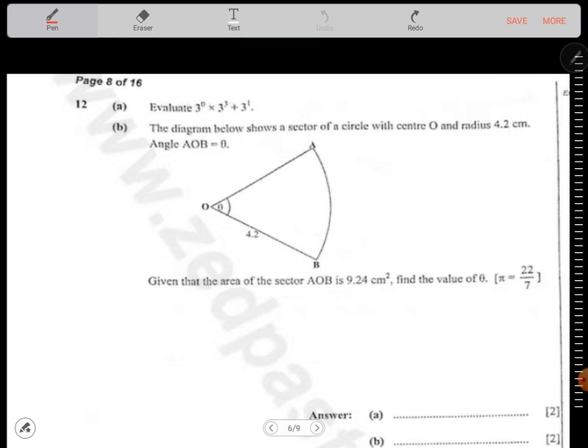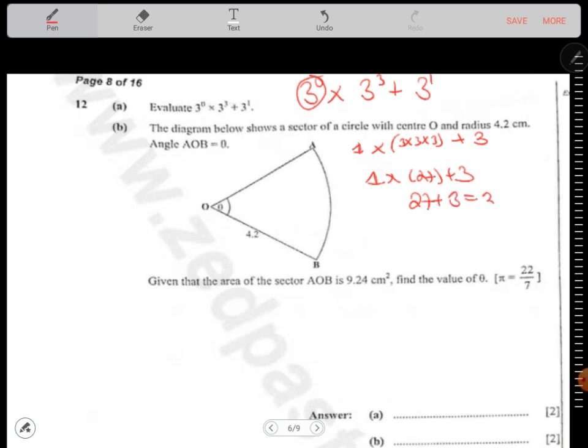Question 12 says, evaluate 3 to the power 0 times 3 to the power 3 plus 3 to the power 1. Now we know that anything raised to the power 0 is just 1. So this is 1 times 3 to the power 3, which is 3 times 3 times 3, plus anything to the power 1 is that same number. So 1 times 27 plus 3. You first multiply following BODMAS. So 1 times 27 is 27 plus 3. What do you get? You get 30. So that's the answer on A.